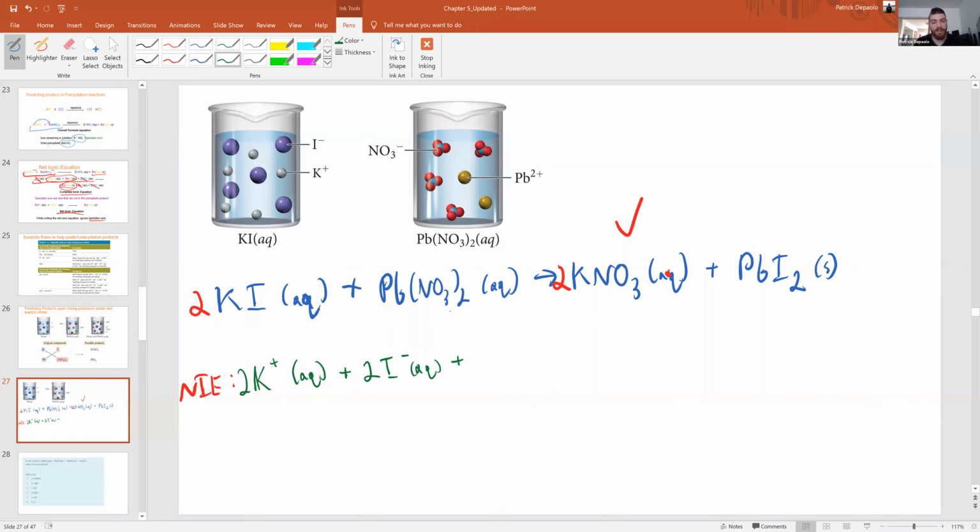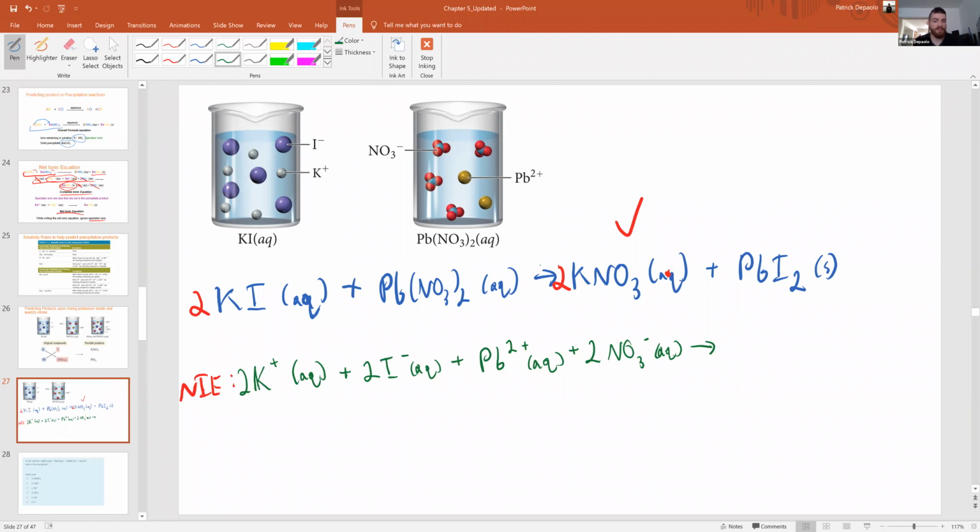Plus, now we're on Pb, it's going to be Pb2 plus aq, plus 2 NO3 minus aq. That's the left side. Is there any questions on the left side? I basically took everything that was soluble in the beginning and split it apart into its ionic components. No?